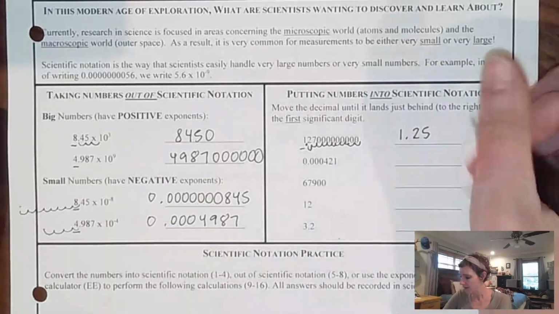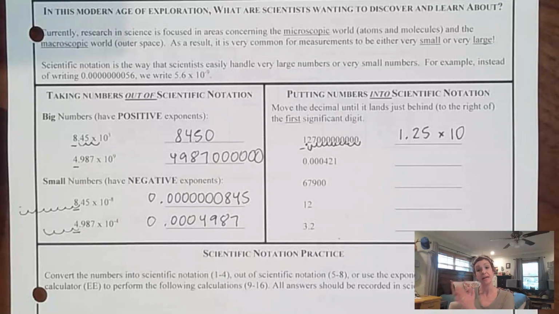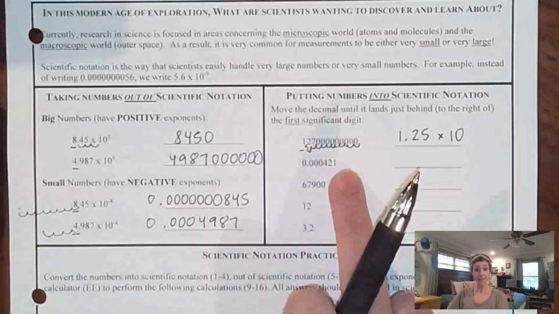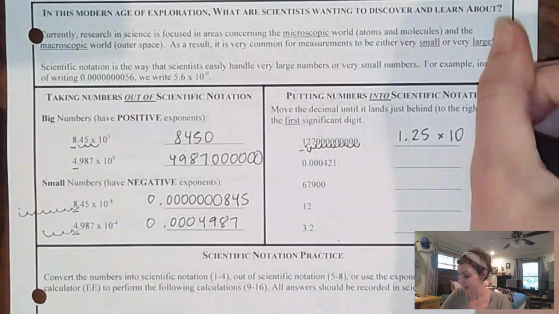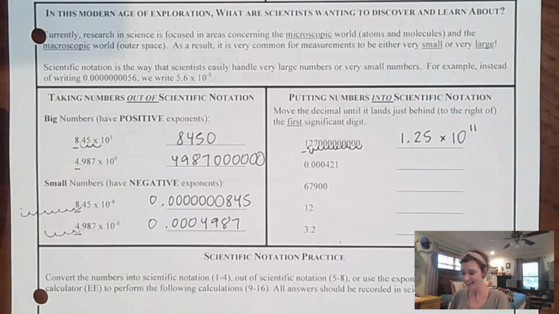Now we add the times 10 to the, and that exponent represents how many places I had to move the decimal. And this is where you get weird and confused. Is it a negative because I was moving that way, or a positive? No, remember, big numbers are positive. Small numbers are negative. That was a big number, right? So we are going to give it a positive exponent for those 11 places that we moved it. Cool. Ooh, this is fun.